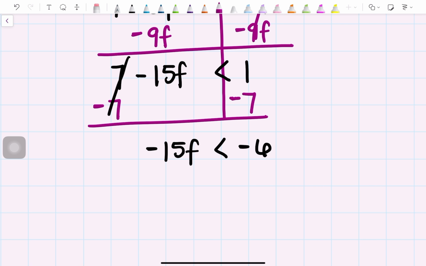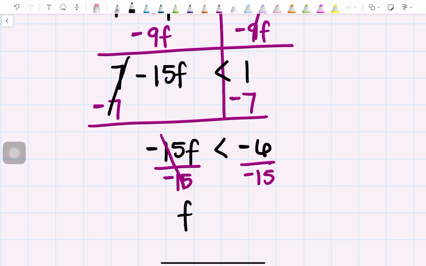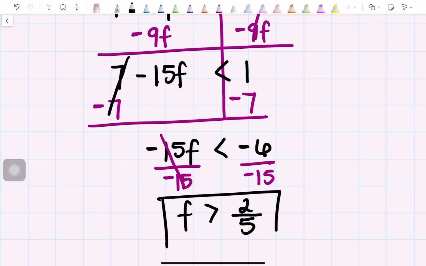Final step is to leave the f alone. So I am going to be dividing both sides by -15. That would give us f. My inequality symbol is going to change direction because we are dividing by a negative number. And if I simplify this out, this gives me 2/5. That is our final answer.